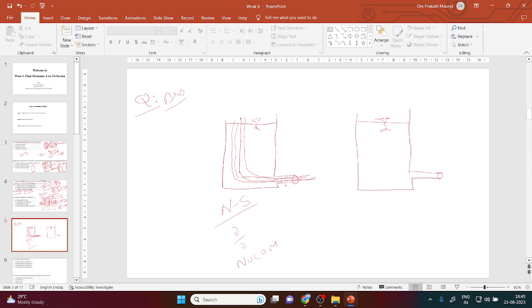So the diagram that you have shown here, the tank diagram, the flow is one-dimensional. How can it be one-dimensional when you're changing direction?